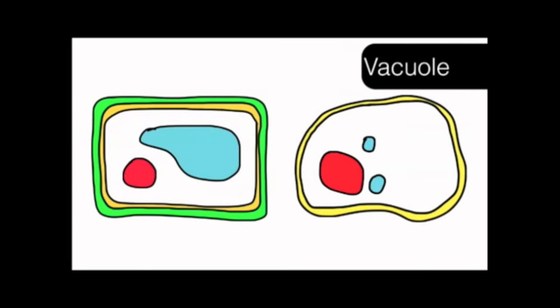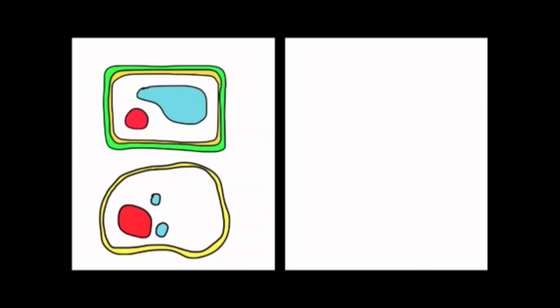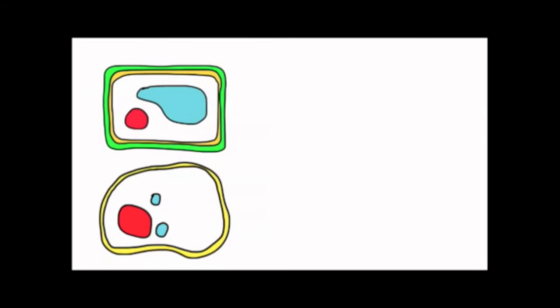Vacuoles are found in both plant and animal cells. However, the size varies between the two cells. Vacuoles are storage tanks for water. Just like a water tower holds water, a vacuole stores water inside of the cell. In plant cells, you will find a large vacuole, and in animal cells, look for multiple smaller vacuoles.